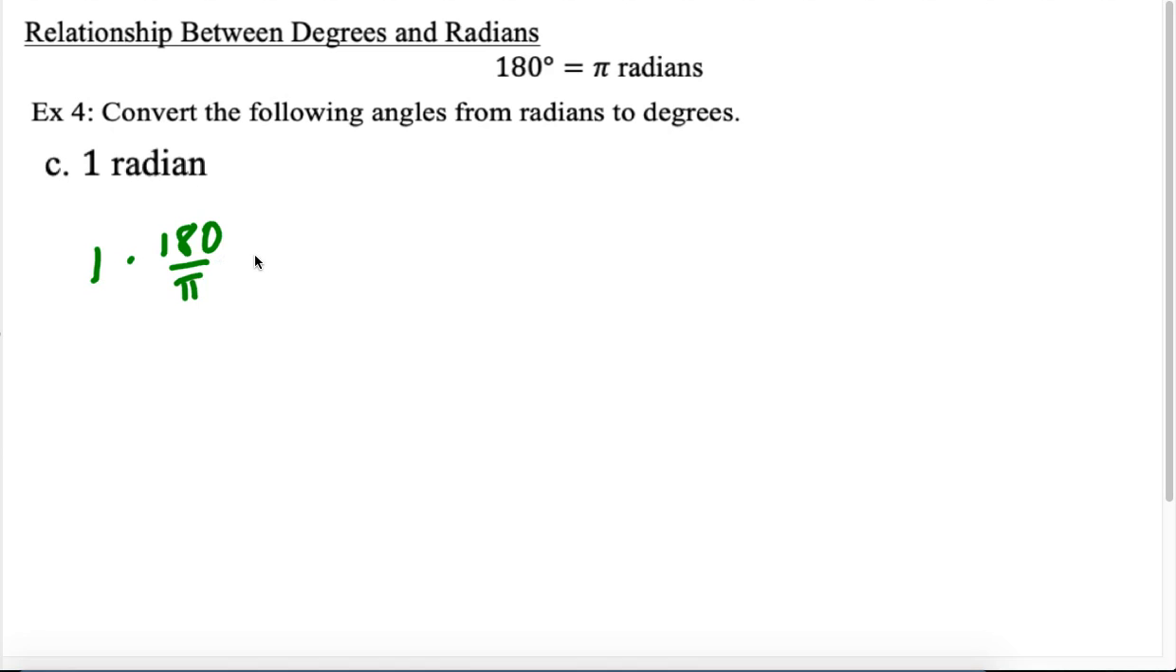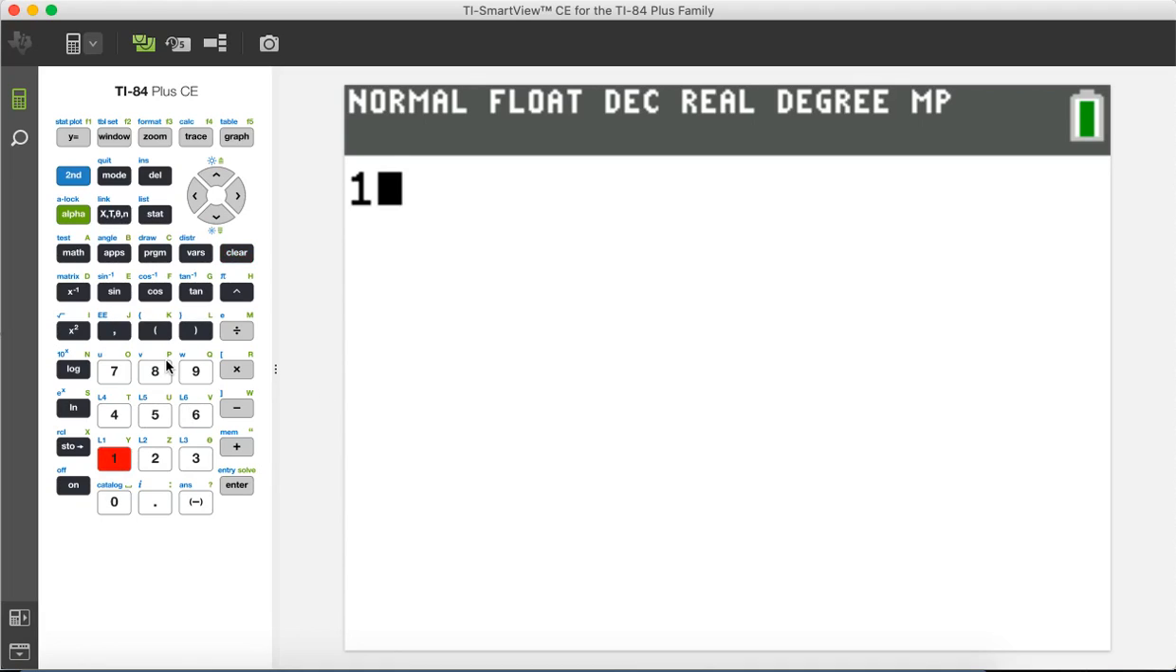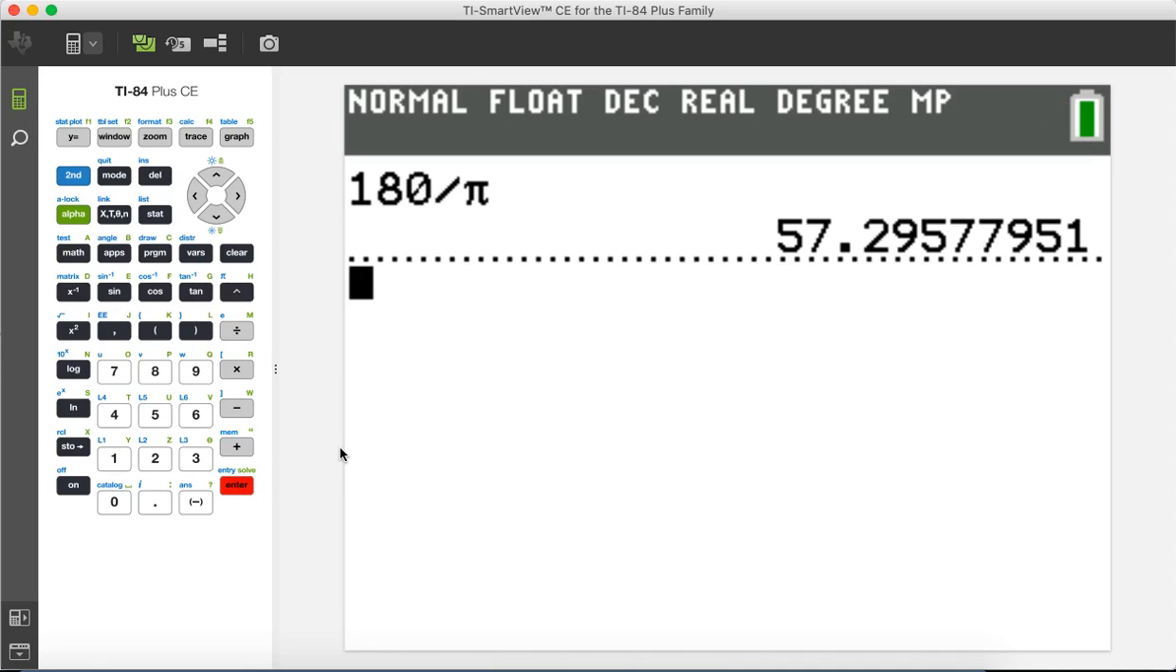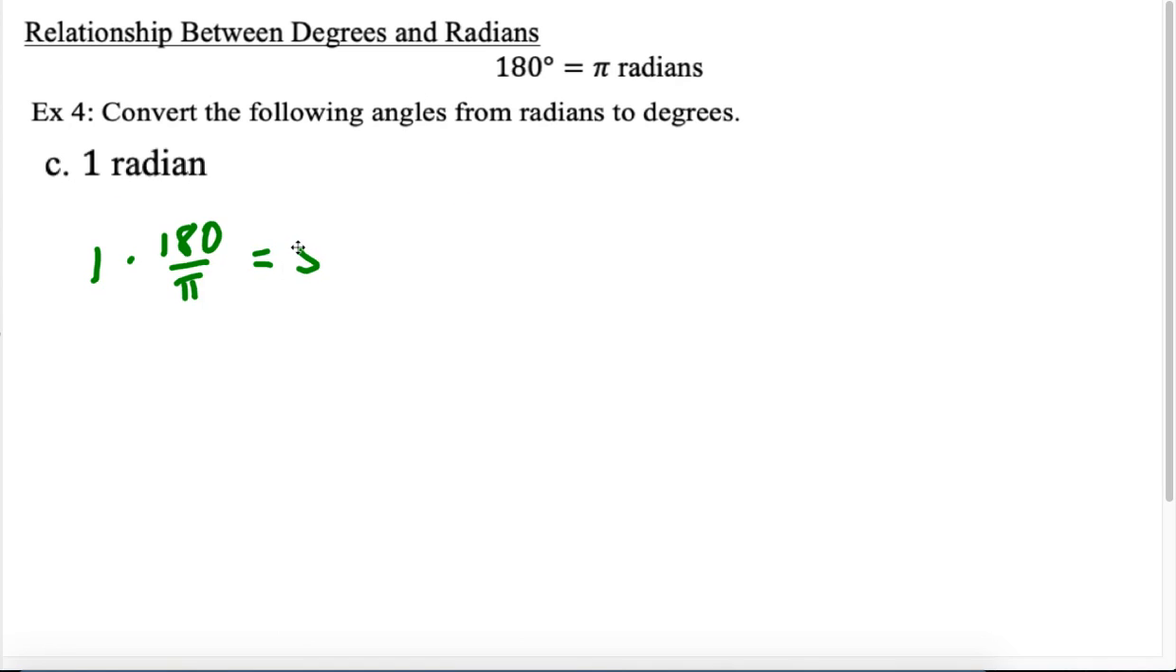So 1 times 180 over pi, we can use the calculator for that. So 180 divided by pi, and pi is right here on your calculator. It's second caret. So 180 divided by pi is about 57.30 degrees, if we go to 2 decimal points. So 1 radian is about 57.30 degrees. So sometimes, if this isn't in terms of pi, we may end up with a decimal. There was no way to cancel out any pi's here.